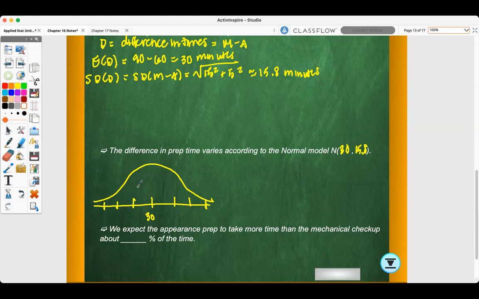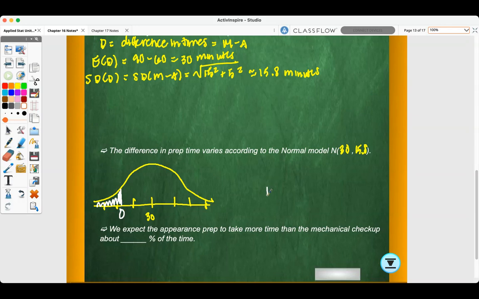So here I have 30. I know this is about 15.8, and then this is about another 15.8. So that would be 31.6. So 0 is right about here. So you can just estimate that. We're looking for that area. So this would be 0. Okay, so you want to label that.